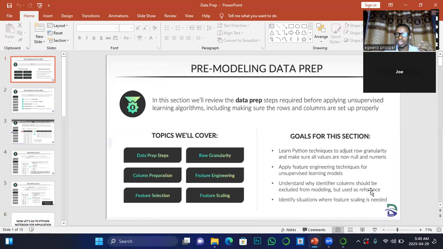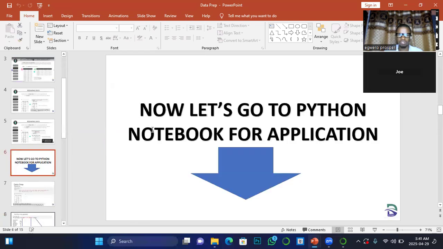We will also learn Python to apply feature engineering techniques for unsupervised learning models. We also learn how to understand why identifier columns should be excluded from modeling but used as reference. Identifier columns are like the name of the customer because they are unique. They are used to identify, so we don't want them. Sometimes we will remove them, but we will represent them with another variable. We will also identify a situation where feature scaling is needed. It's part of what we are going to learn here. So right now, let's go to the Python notebook for application.